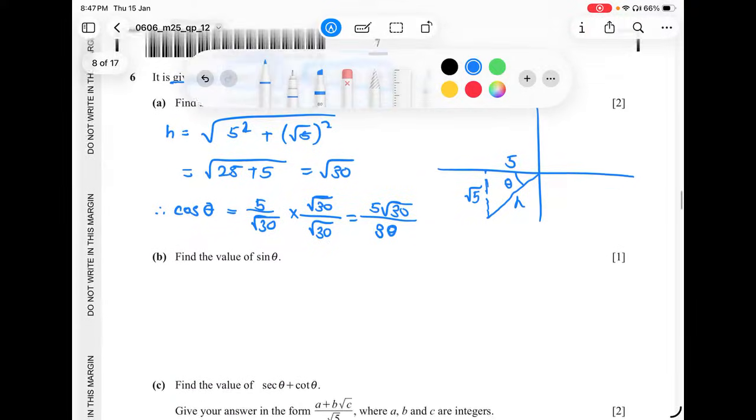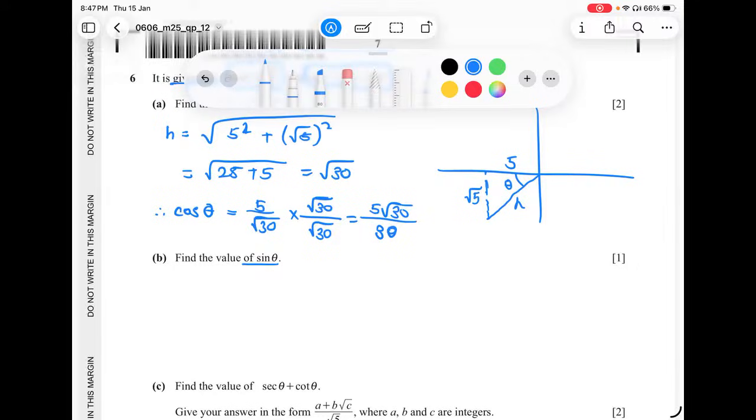And now we will move on to this. Find the value of, okay, just give me a minute.